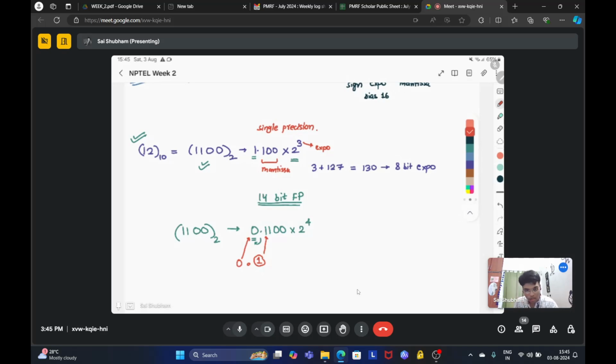Is the difference clear? In single precision, the digit just towards the left of the decimal should be 1, followed by all zeros.